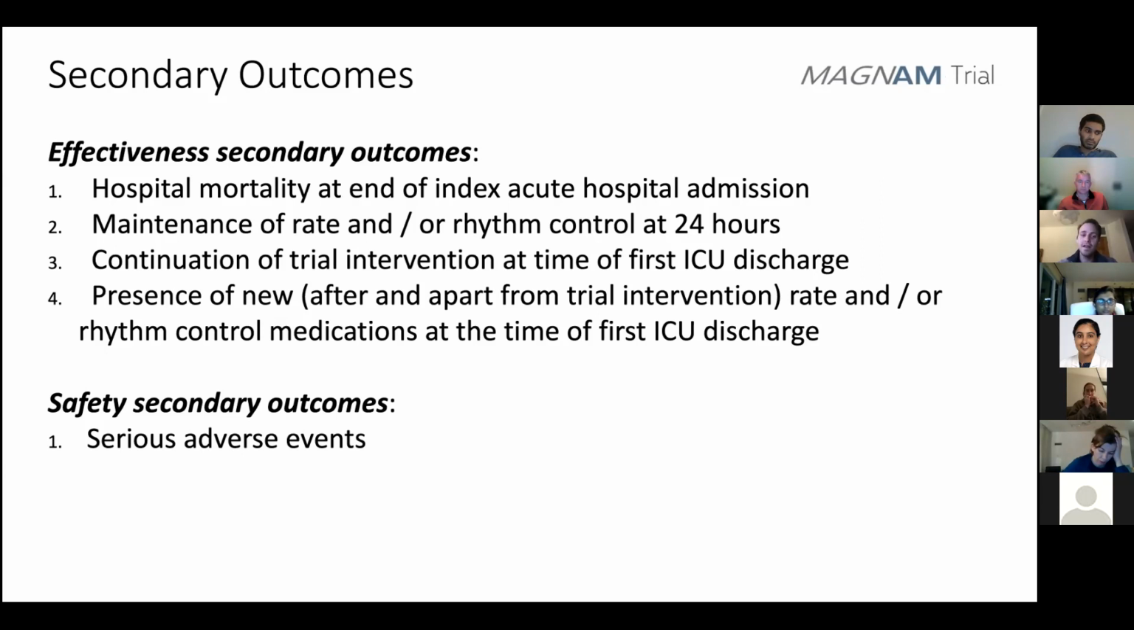Okay, some of the secondary outcomes from a more scientific level. The effectiveness secondary outcomes are mortality at the end of the hospital admission, maintenance of heart rate or rhythm control at 24 hours, continuation of trial intervention at the time of ICU discharge, and presence of new rate or rhythm control medications at first ICU discharge. And then obviously some safety secondary outcomes are serious adverse events.